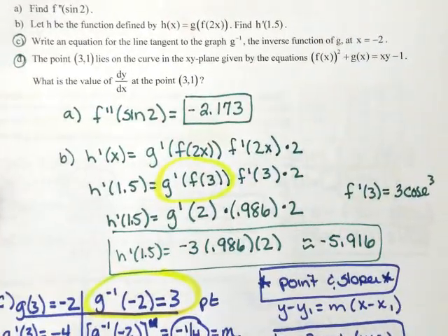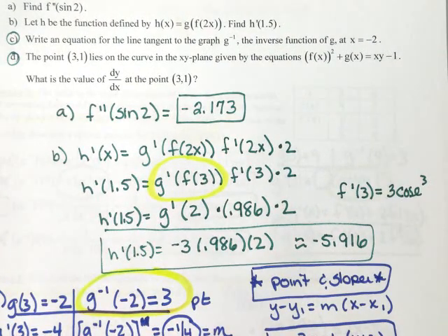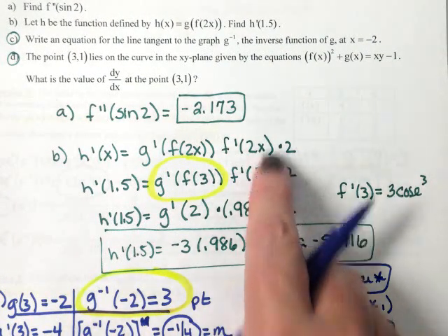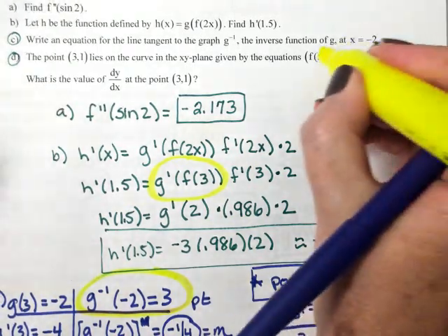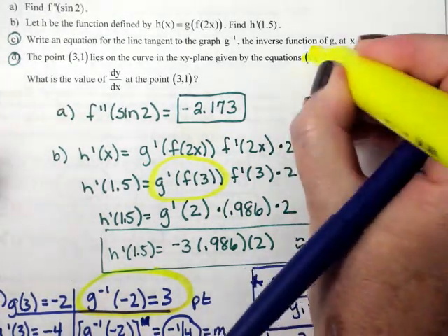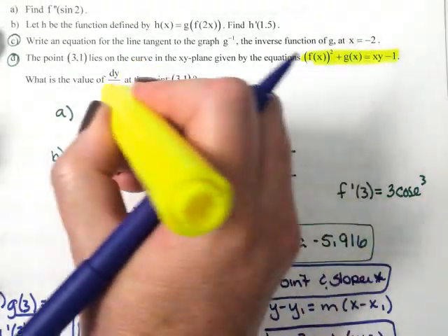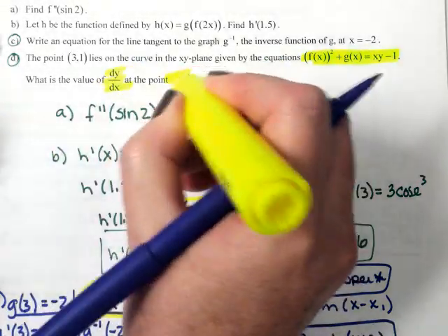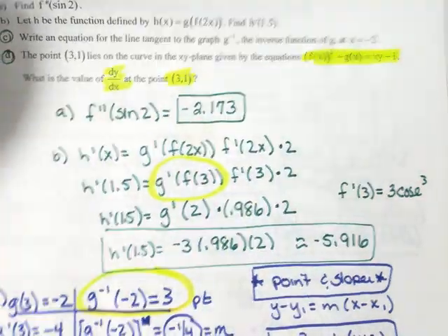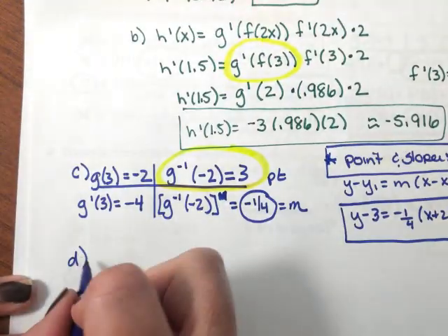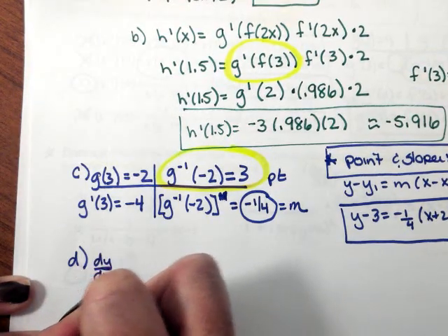They're telling you that you have a point that lies on the curve in the xy plane given by this particular equation. They want me to find the value of dy dx at the point (3, 1). So I know that I'm going to have to take the derivative, and then evaluate it at the point (3, 1).